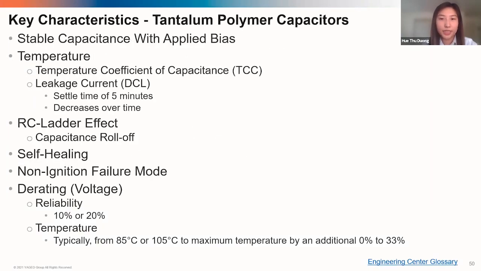Next up, we've got tantalum polymers. These parts do have a temperature coefficient, which is close to about plus or minus 15%. These also have DC leakage.